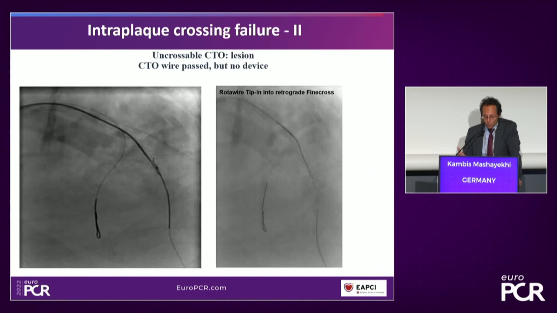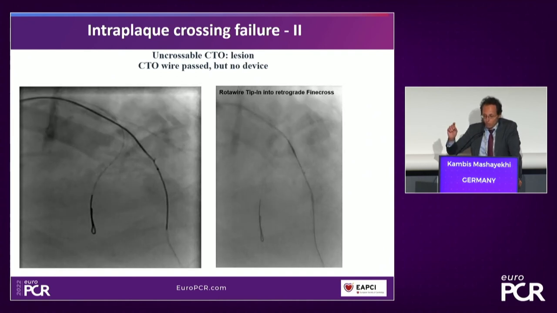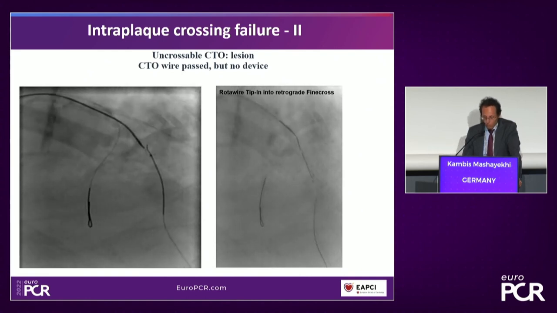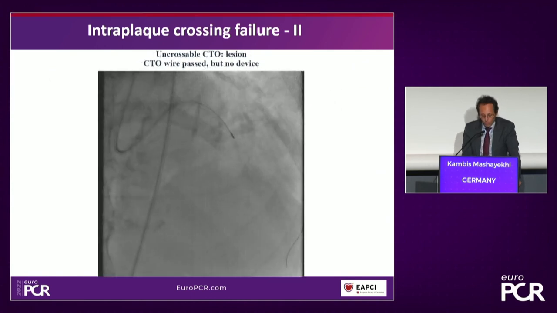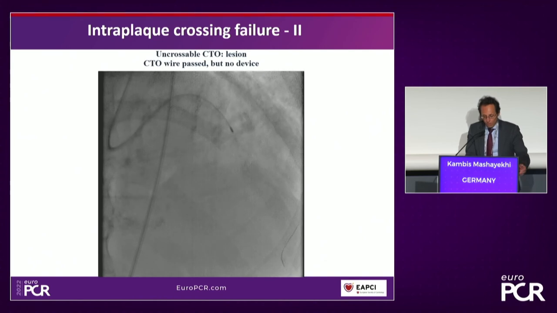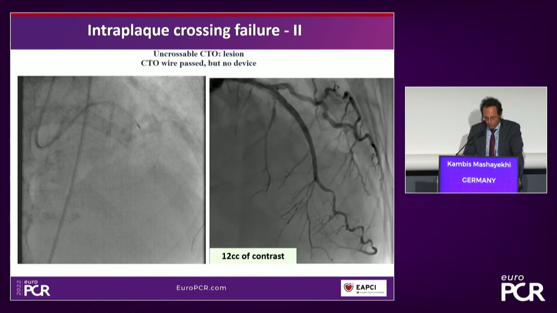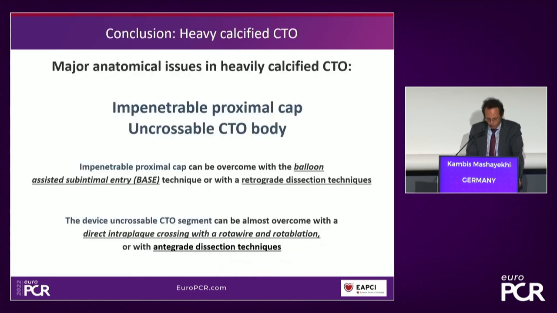The rotor wire has about 3 grams of tip load, and if you do a very small Gaia tip on it, in these scenarios you can sometimes stay intraplaque. It's really worth trying. And then you go for your rotor ablation. You use IVUS, you do stenting with limited contrast, and after some 12 cc of contrast, you give one shot. The case is done here, and it was an intraplaque crossing.